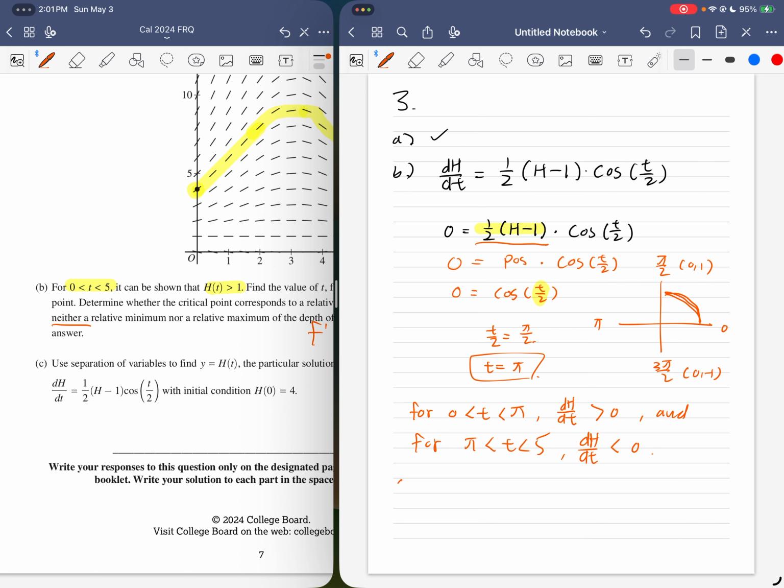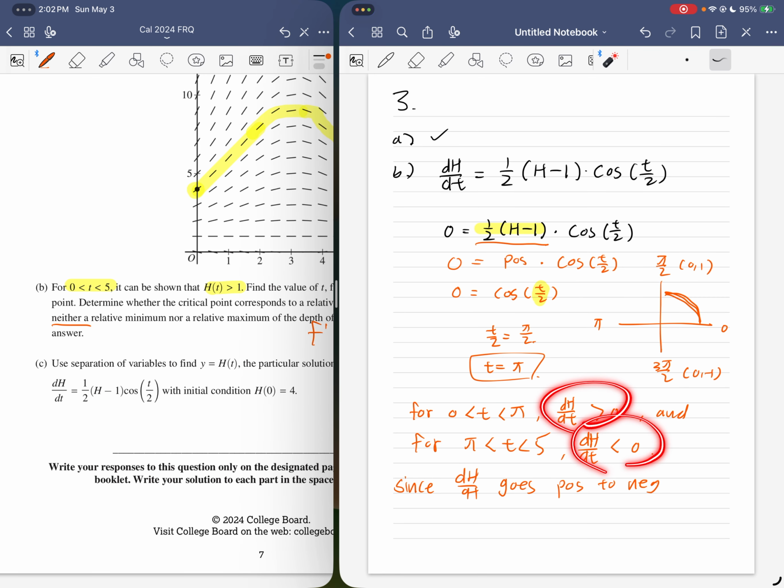So since dh/dt goes from positive to negative, do you see? This one actually goes from positive to negative at what point? At t equals pi, it is a maximum.